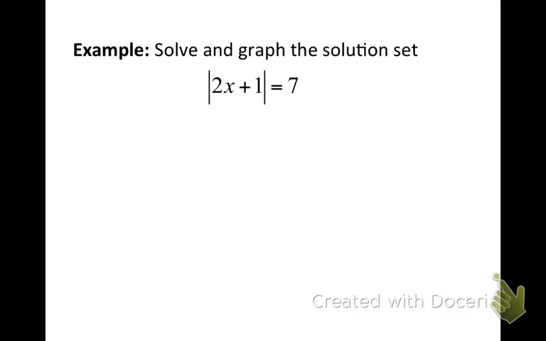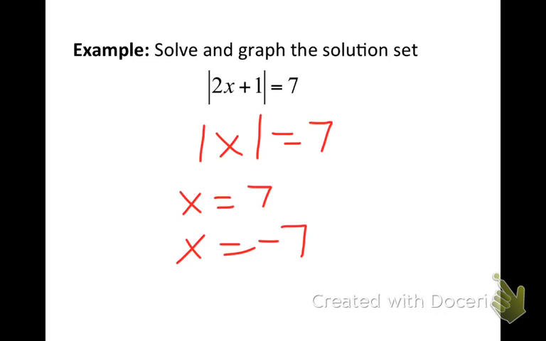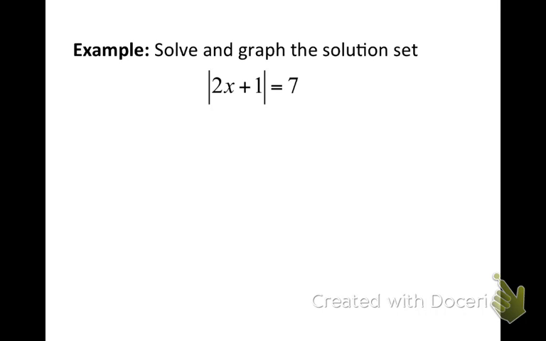If this would have just been x equals 7, we would have said x equals 7 and x equals negative 7, right? And just put it in set notation. Well, now it's not just x. Now it's 2x plus 1. So instead of just x equaling 7, now we need to make 2x plus 1 equal 7. And we also are going to need to make 2x plus 1 equal negative 7. Does everybody see that? Yes? Maybe? Kind of? Alright, so two equations.